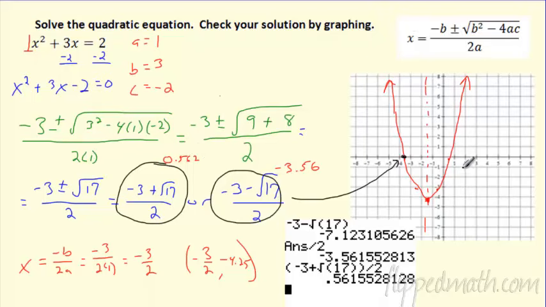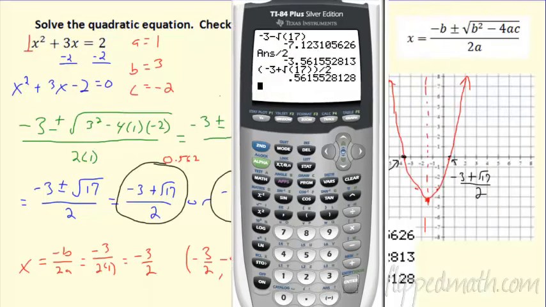So we're actually going to label these things on here. I want you to be able to give the decimal and the exact. Negative 3 plus the square root of 17 all over 2 is this root right here. So they are the solutions. That's where it crosses. Awesome. So the calculator is pretty great for that. Actually, the calculator is even better than that.